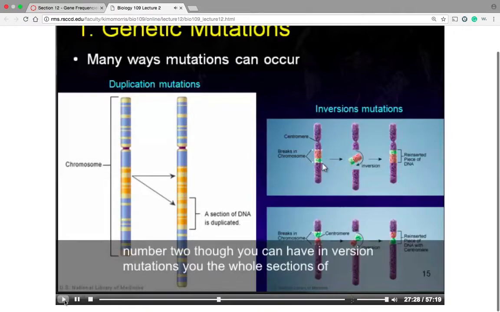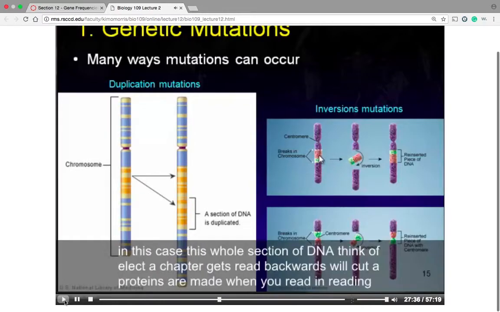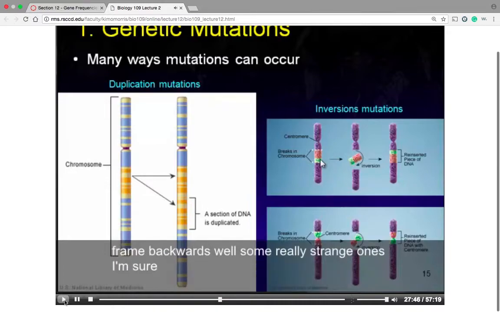Number 2, you can have inversion mutations. You can have whole sections of chromosomes that actually flip. Think about the reading frame again. In this case, this whole section of DNA, think of it like a chapter, gets read backwards. What kind of proteins are made when you read a reading frame backwards? Well, some really strange ones, I'm sure.